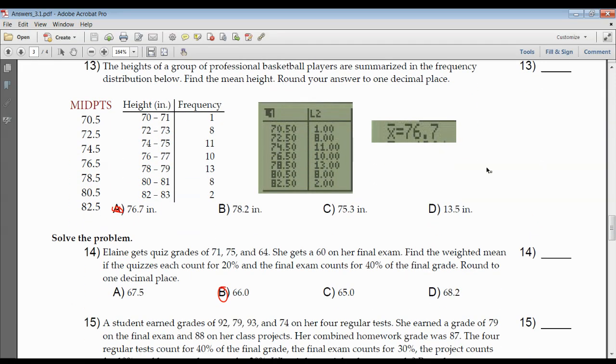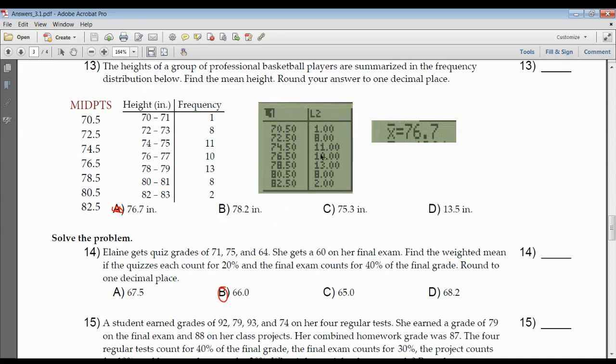Identical number 13, I had to find the midpoints first because I got to be able to put that into a list. All right, if you're doing it any other way, you're doing it wrong. So it takes some time to find these midpoints. Once you have them, you put them in L1, put them in L2. Now, could you put it in the other way around? Yeah, but you'd have to remember when you put them in your calculator, you would have to say list is L2, frequencies L1. It gets confusing. So be consistent. Put the midpoints in L1, put the frequencies in L2.